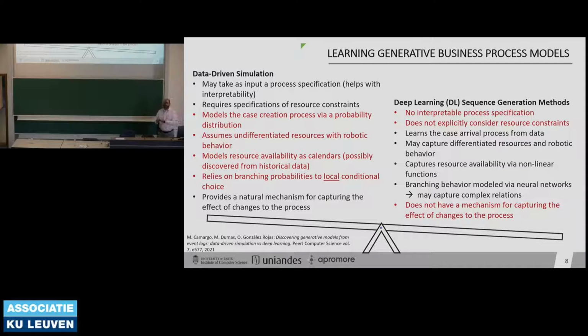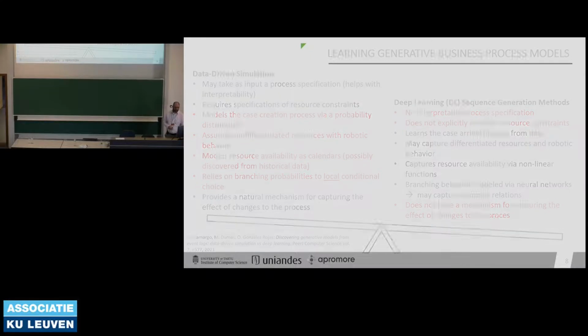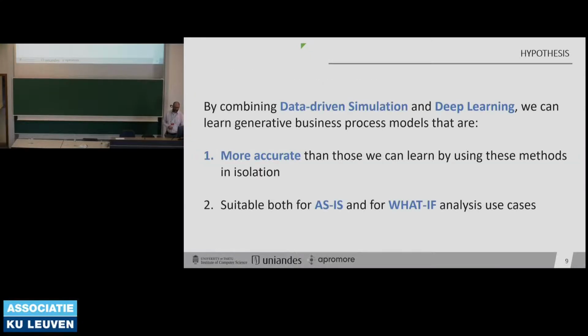You cannot modify the rules that they are inferring from data, right? But they are very accurate. So the question here, or the hypothesis that we have, is that we can actually combine both of these approaches and create a technique that is more accurate and can still be used to reproduce the current behavior of the process, as well as some what-if capabilities. Maybe not to the full extent, but in some use cases we can still use it for what-if analysis.